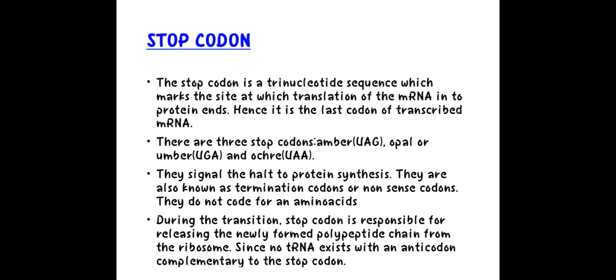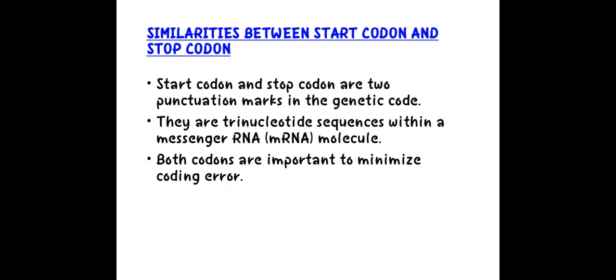There are 3 stop codons: amber, opal or umber, and ochre. UAG, UGA and UAA. They signal the halt to protein synthesis. They are also known as termination codons or nonsense codons. They do not code for an amino acid. During translation, the stop codon is responsible for releasing the newly formed polypeptide chain from the ribosome, since no tRNA exists with an anticodon complementary to the stop codon.